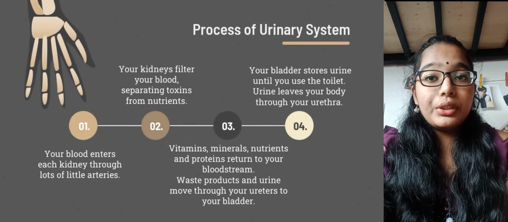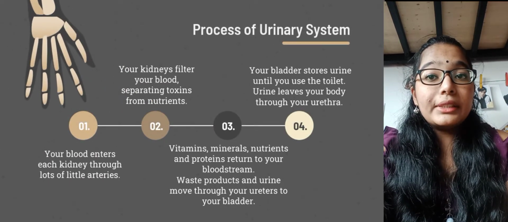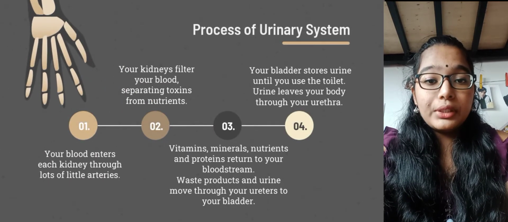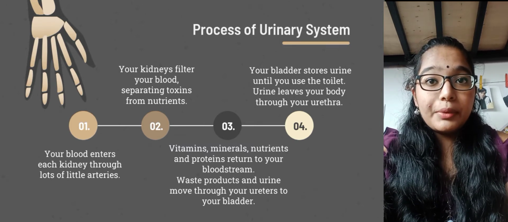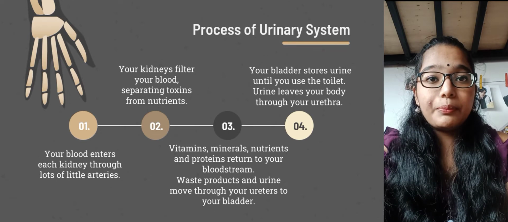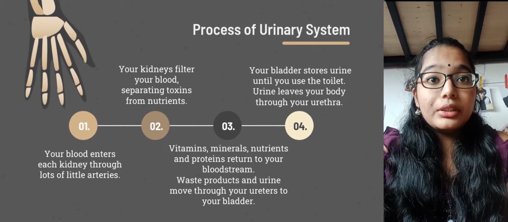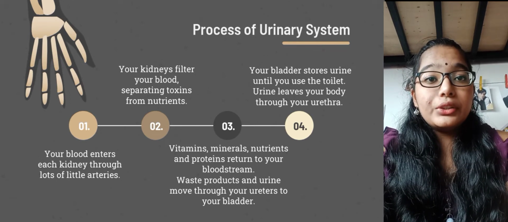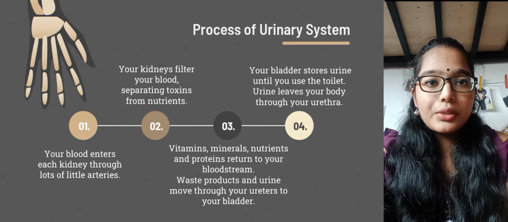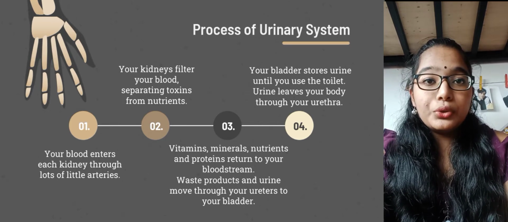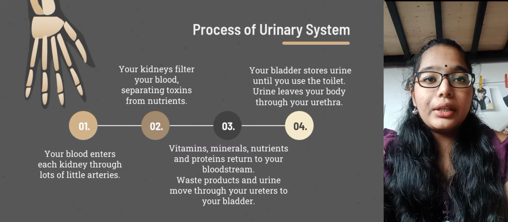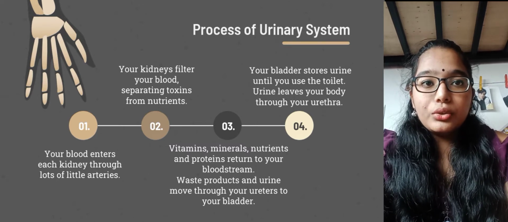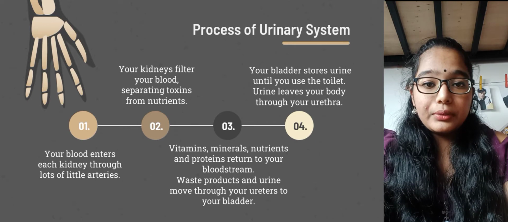The process of the urinary system: your blood enters each kidney through lots of little arteries. Then, your kidney filters your blood, separates toxins from nutrients. Vitamins and minerals, nutrients and protein return to your bloodstream. Waste product and urine move through your ureters to your bladder. Your bladder stores urine until you use the toilet. Urine leaves your body through the urethra.